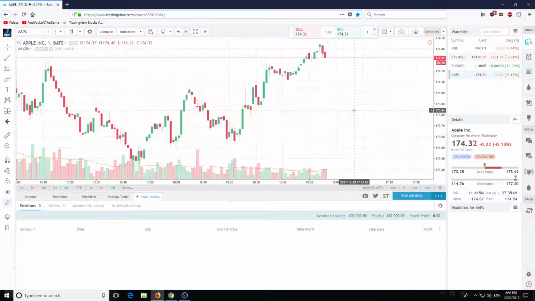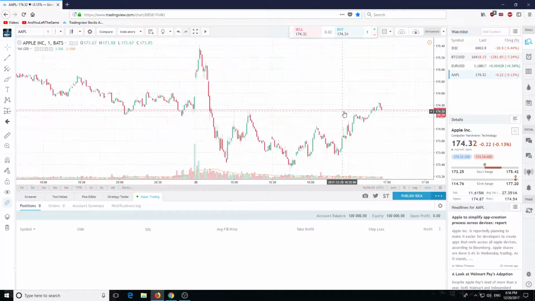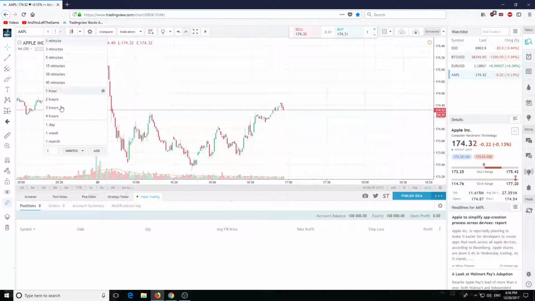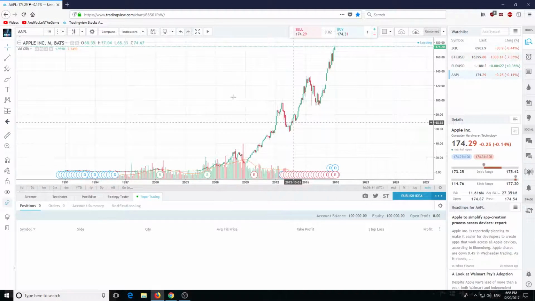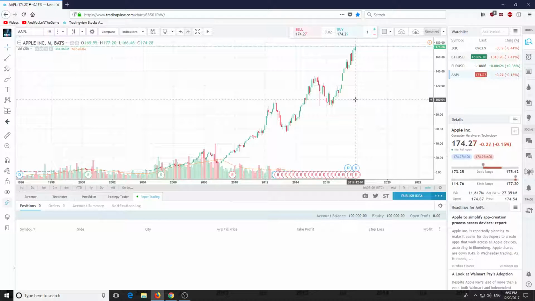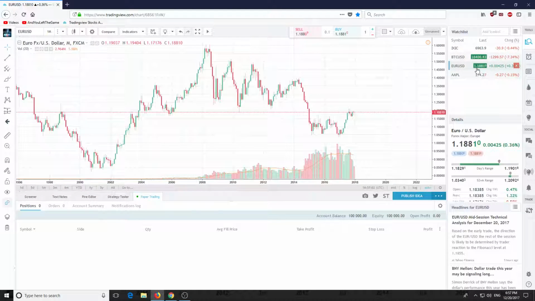For example, if we go on Apple stock right here, it's a 1 minute stock. That's how Apple looks right now in 2017. It went up after the recession from as low as 11 to current 177, which is incredible, more than 1000%. So that's a lot of money.